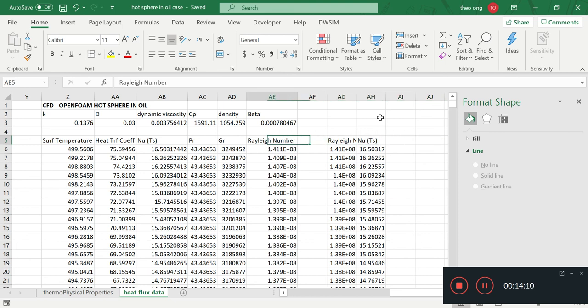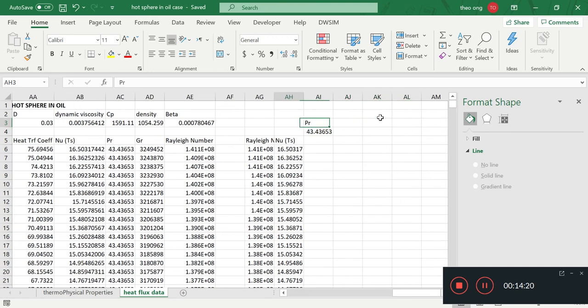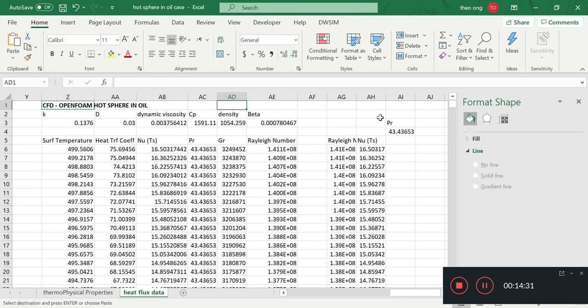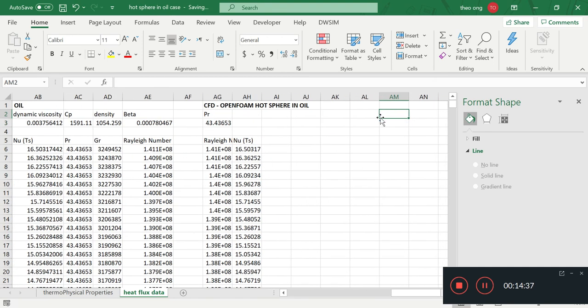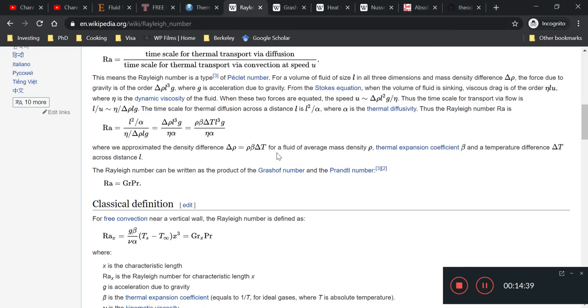The Prandtl number is of course 43 point something. As long as we calculate that right, it should be okay. So this is the hot sphere in oil case. This is the first one. And now we can use the correlation.